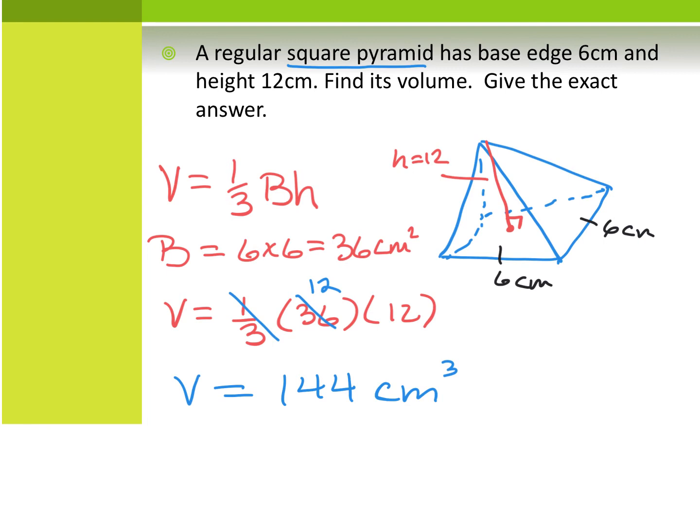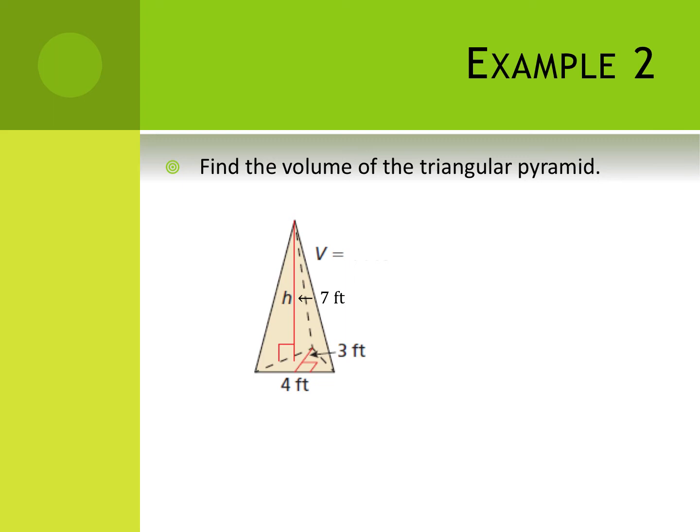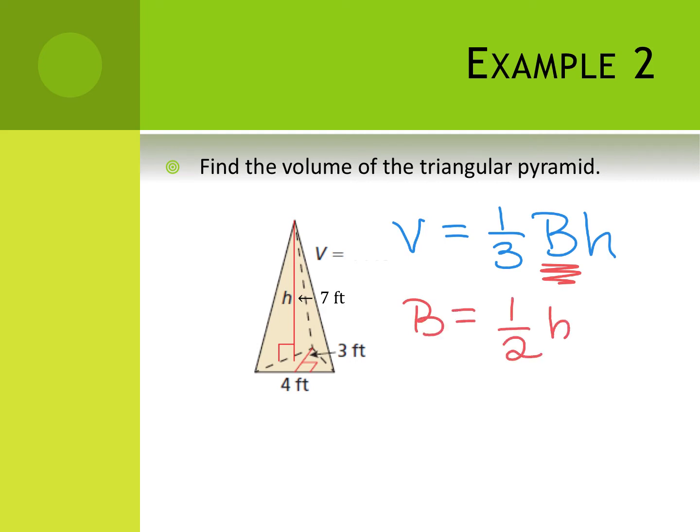All right, let's try example 2. This time, we're going to have a regular triangular pyramid, and they want us to find the volume. Again, we're going to use the same formula, 1/3 BH. But remember, this time the B, that area formula, is for a triangle, so 1/2 base times height. Now, these two H's are different. One is the height of the triangle, and the other one is the height of the pyramid.